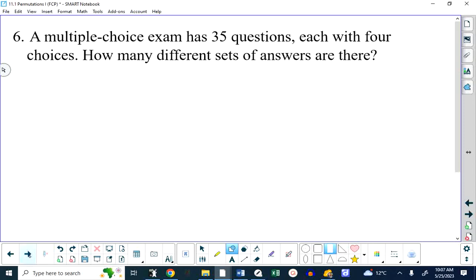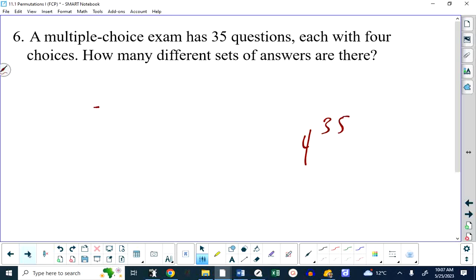Multiple choice exam has 35 questions, each with 4 choices. We've already done this question. This is identical in nature to a question we just did in the last 5 minutes, the one where we could repeat the letters with the word English. The answer to this question is going to be 4 to the 35.